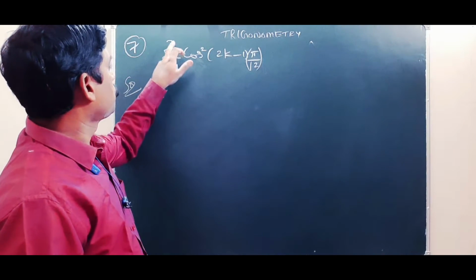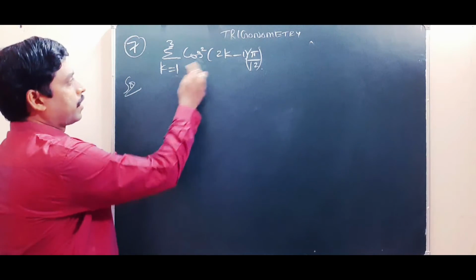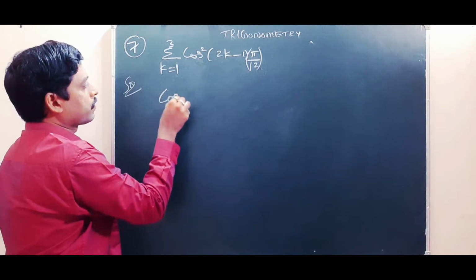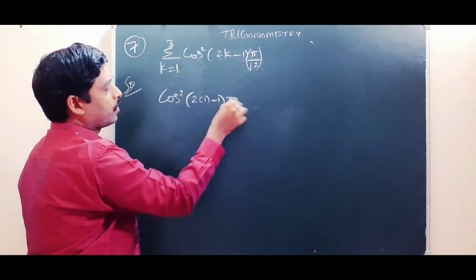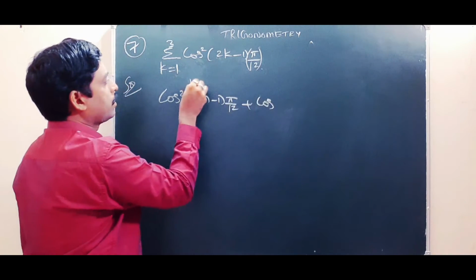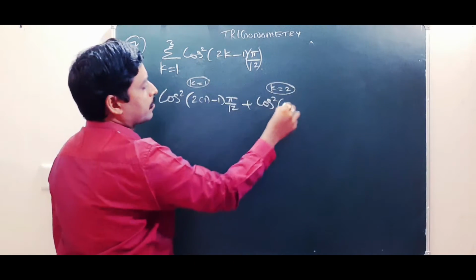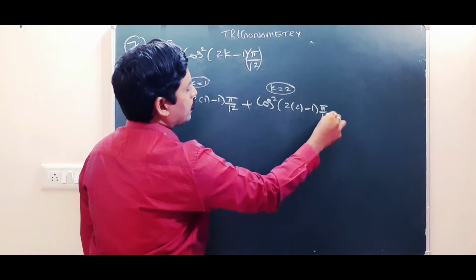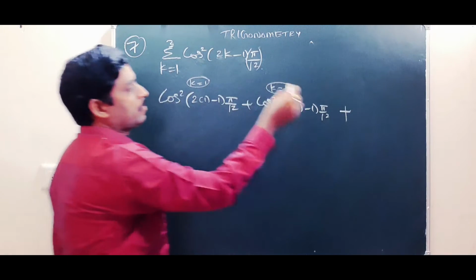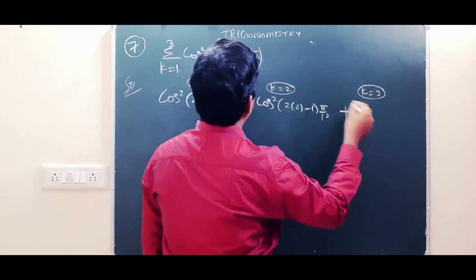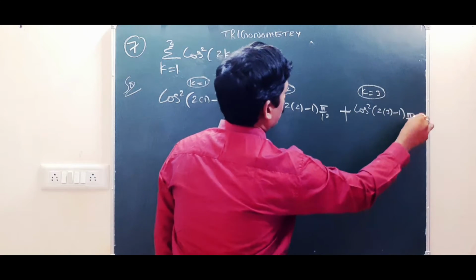Summation k equal to 1, 2, 3 of cos square ((2k minus 1) into pi by 12). Okay. Put k equal to 1, it will be cos square (2 into 1 minus 1) pi by 12, plus if k equal to 2, cos square (2 into 2 minus 1) into pi by 12, plus if k equal to 3, cos square (2 into 3 minus 1) into pi by 12.